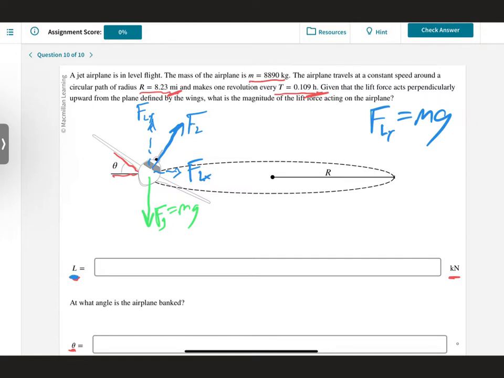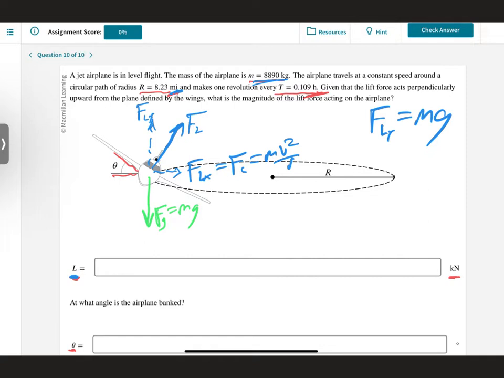Well, that's the force that's causing the centripetal motion. That is the centripetal force. So FL in the x is going to equal Fc, and Fc equals m v squared over r. Neat, except we don't know v. We know m and we know r once you've converted it into meters, and m's in kilograms, which is what we want, but we don't have v.